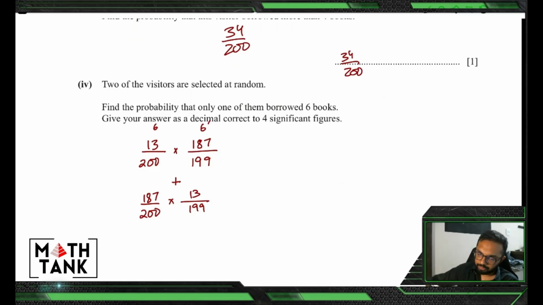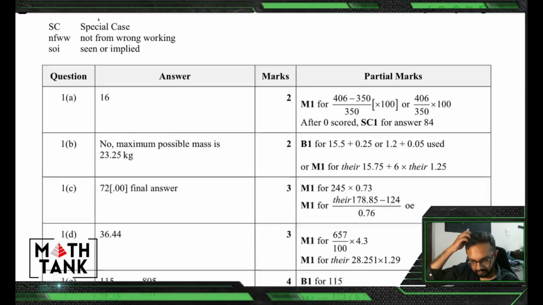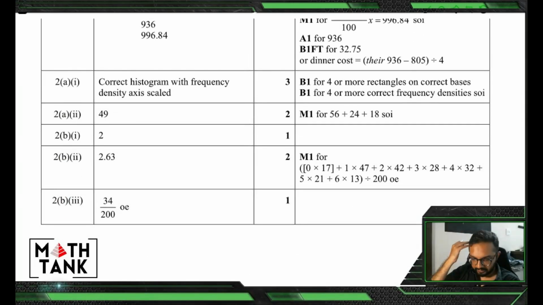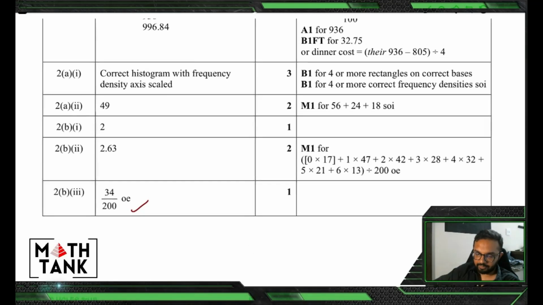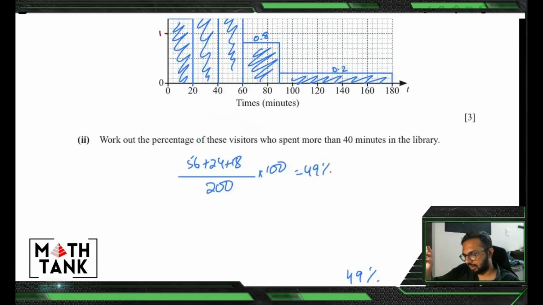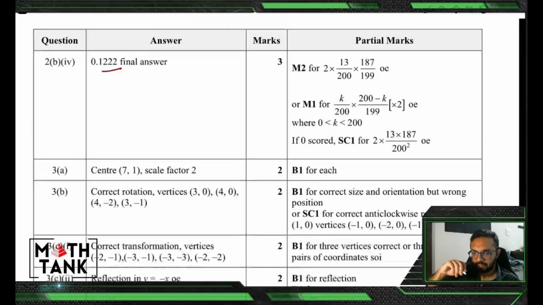So I'm getting 0.1222. Correct to 4 significant figures, yes. Let's verify our answer. That is a lot of questions, so I will have to see my answers. Let's start with the last one, that's 0.122, that was 34 over 100. Yeah, I got all the answers right, I think. I was going to check that 49, yeah, 49% was already there. Okay, so moving on.